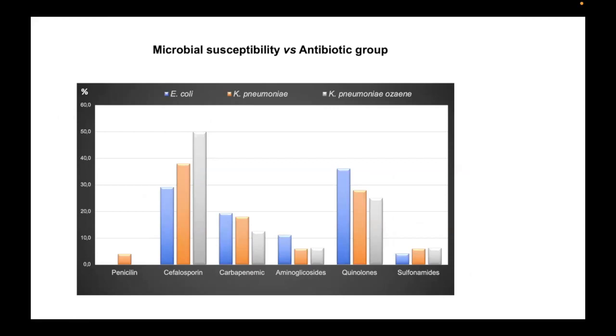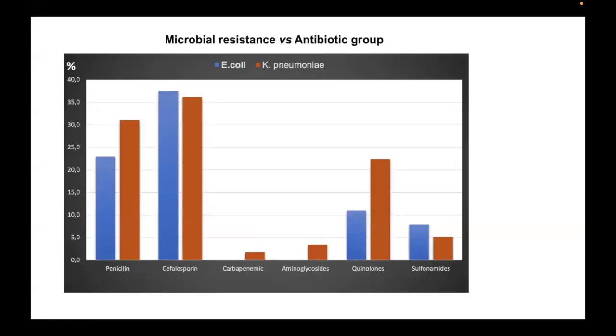Some species are susceptible to the cephalosporin and quinolones. It is about 50%. And here we have a resistance that reached 40%. Okay, it's among children under 5 years old.